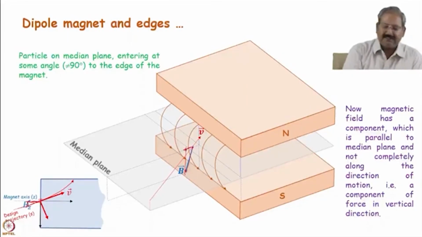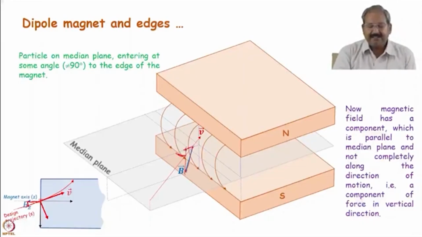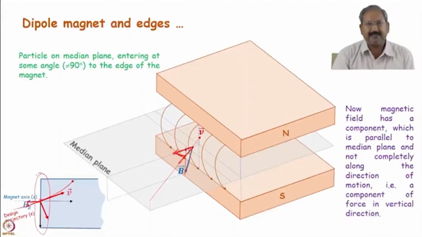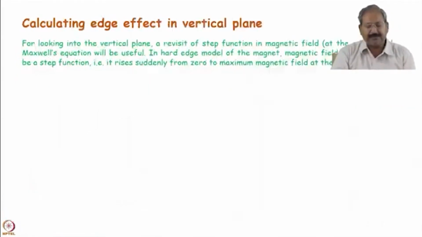Now there is an angle between these two axes, the axis of the magnet and the trajectory of the particle, and we have a vertical component of the force. It means if the orientation of the edge is different from the sector magnet orientation, then in the vertical plane the fringing field will exert a force, and we will now calculate what this force is.